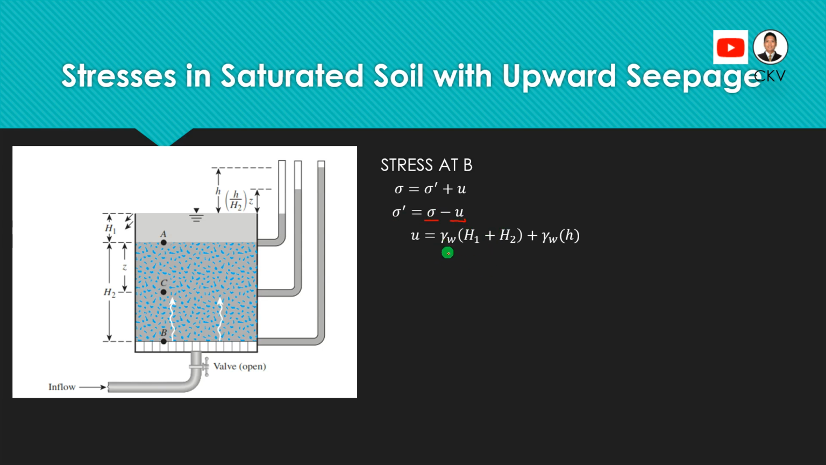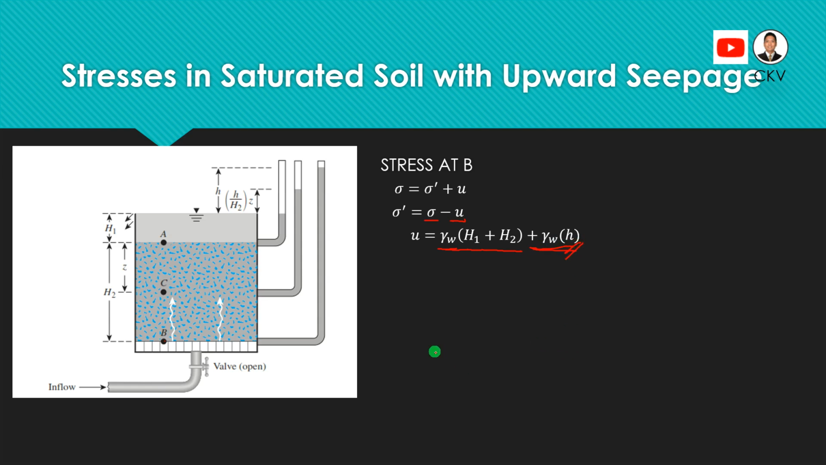So if the saturated soil is in the static state, we can use again the same solution where we just multiply the unit weight of water to the total height from the water surface or the water table to the point where we will determine the total pore water pressure, which is at point B. So H1 plus H2. So in upward seepage, we will have an additional pore water pressure here.